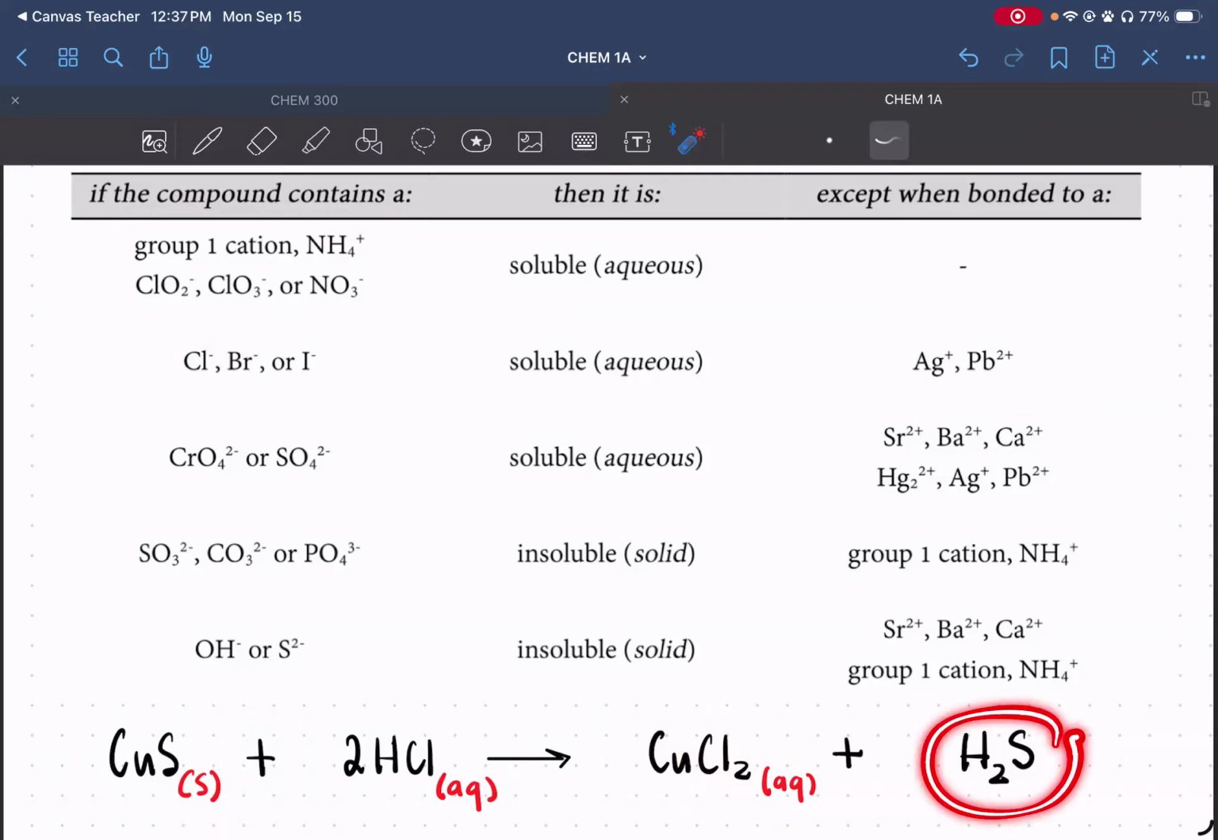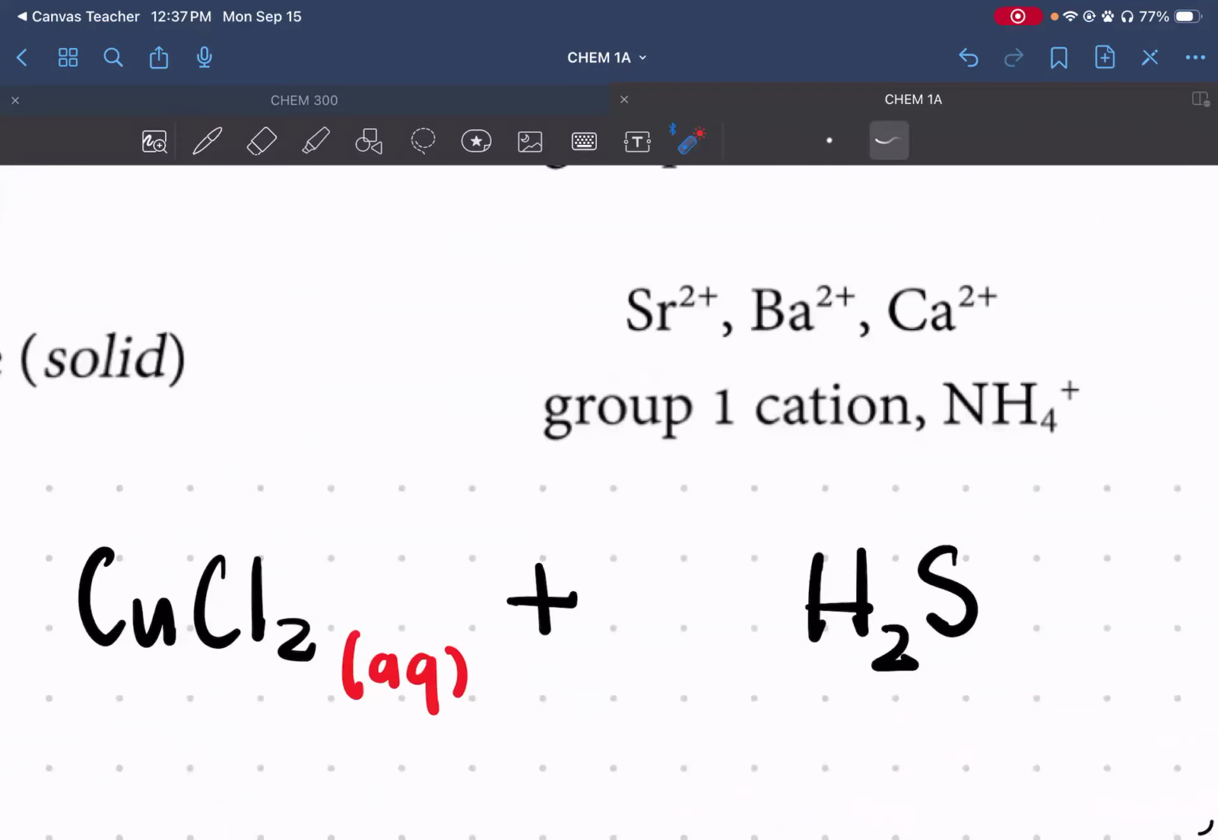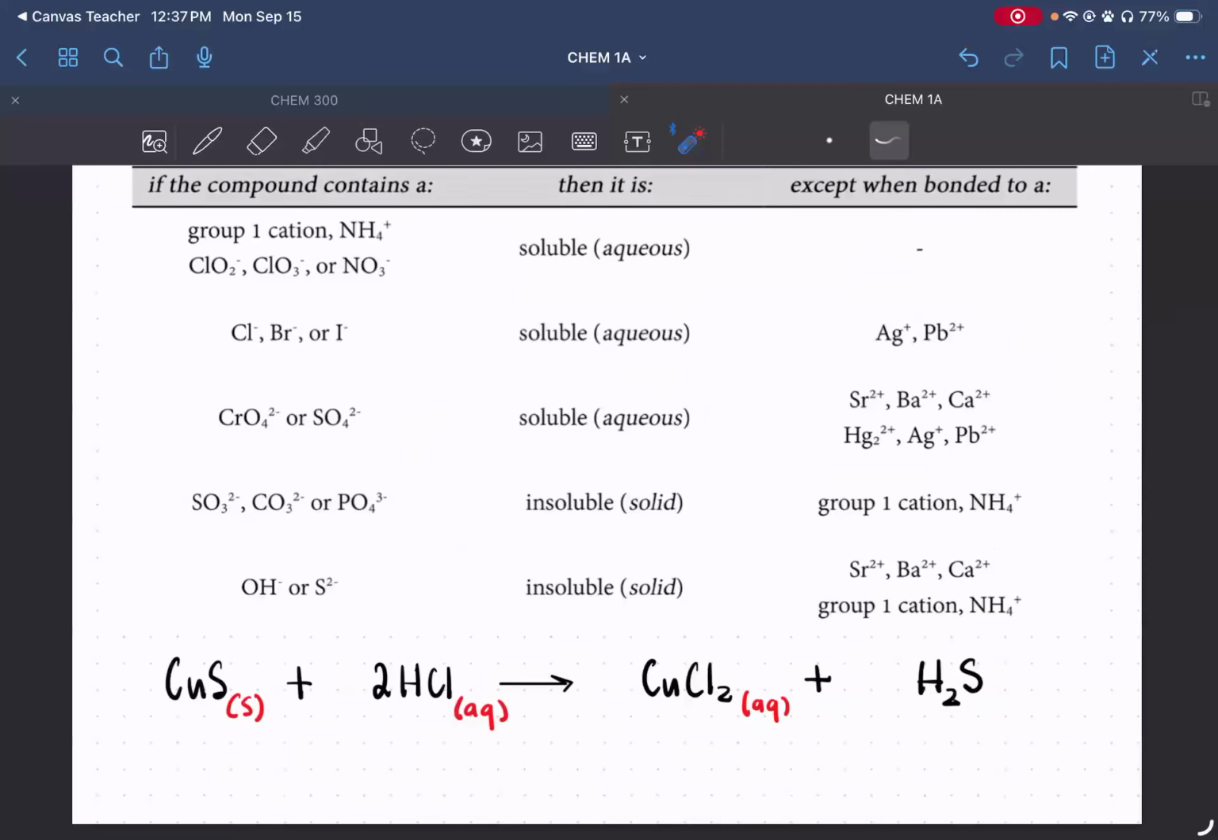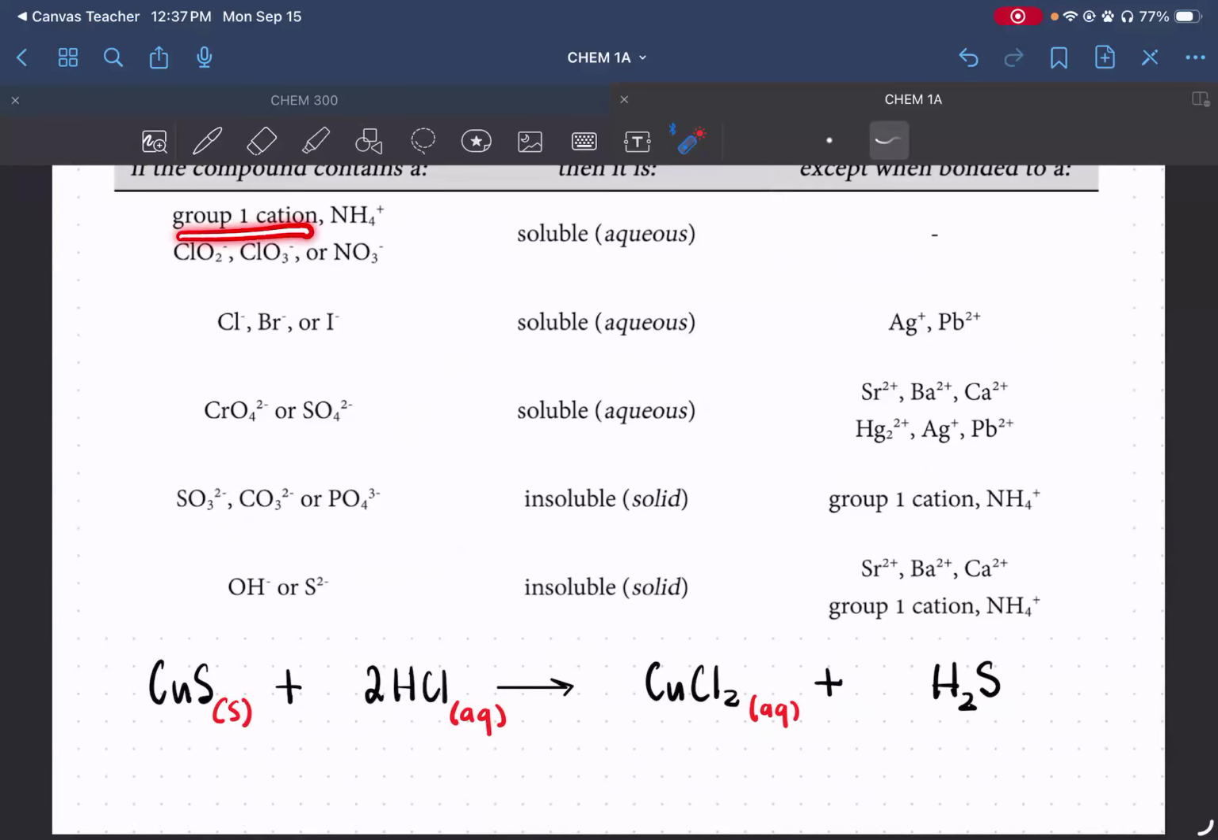Lastly, we have H2S. Let me zoom in so we all can see. We have H2S, that's hydrogen and sulfur. Two ways to look at it. We can either go off of the group 1 cation or the sulfur. In principle, they should lead us to the same answer. Let's confirm. If the compound contains a group 1 cation, which it does, hydrogen, then it is soluble with no exceptions. So H2S is predicted to be aqueous.